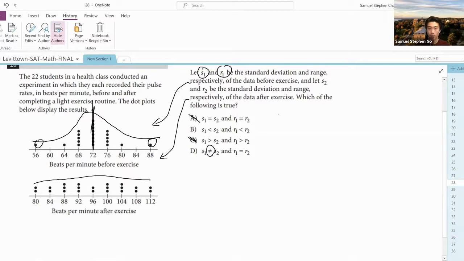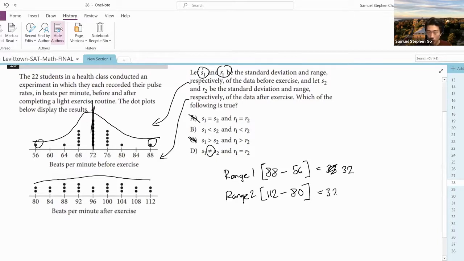The range will tell us. Range, again, is simply the largest value minus the smallest value in the data set. So in the first one here, we have 88 minus 56, which gets us 32, range 1. Let's look at range 2. Range 2 is 112 minus 80, which is also 32. That is the same range. So by default, our answer has to be D.